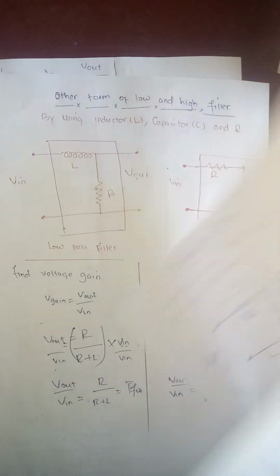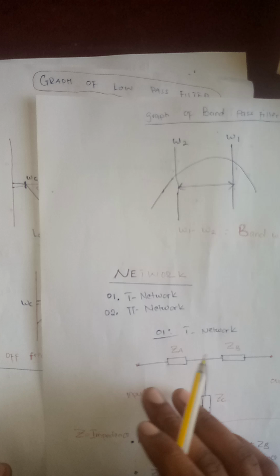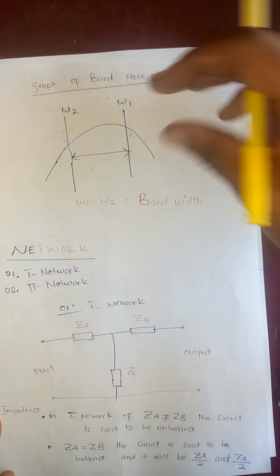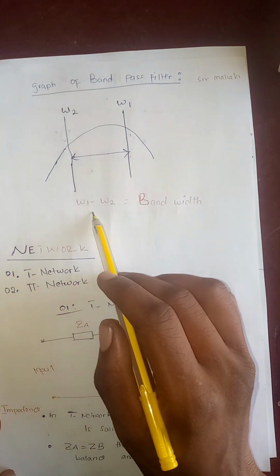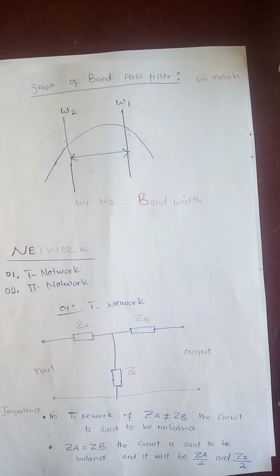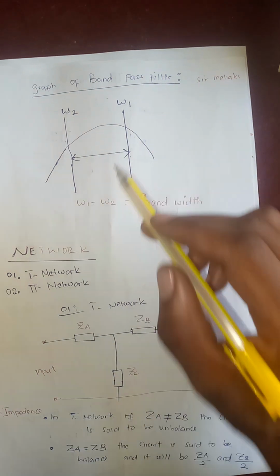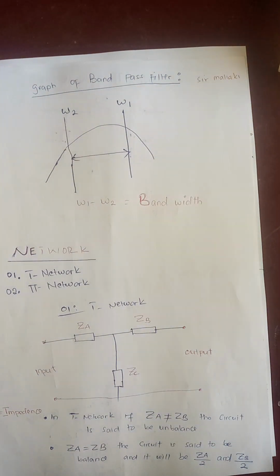Then after that, we have also the graphs of band pass filters. This is a graph. It means the band pass filter is the combination of high and low, so it will just allow a certain range and block a certain range.